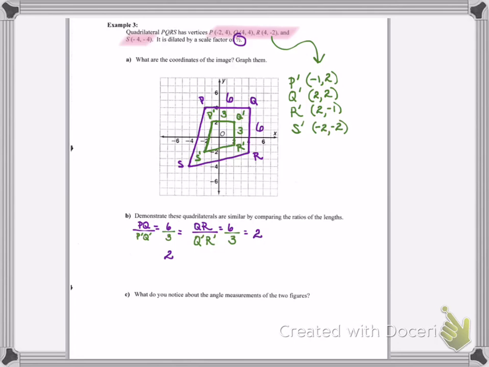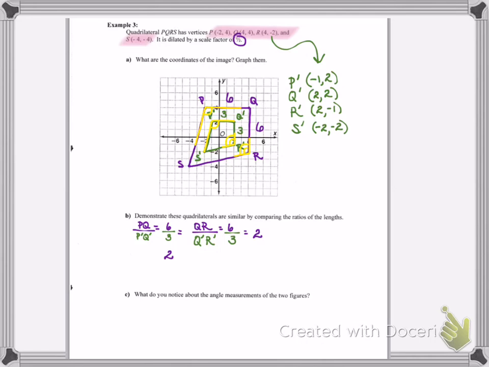The last question for question C says, what do you notice about the angle measurements of the two figures? So I want you to pretend, and you don't have to draw this on your figure, that you cut out the image PQS, that angle right there, and we laid that on top of the original image. If you look at those two angles, they are the same angle. And if you look at another angle, let's look at angle R on the image and angle R on the original image, those two also look to be the same.